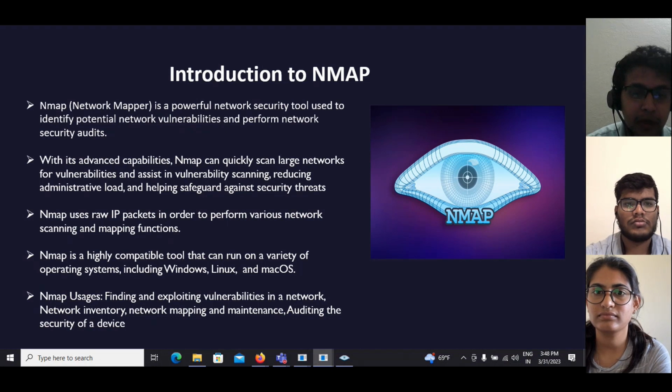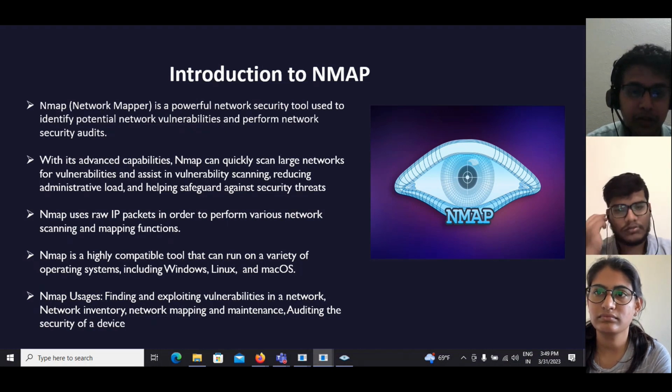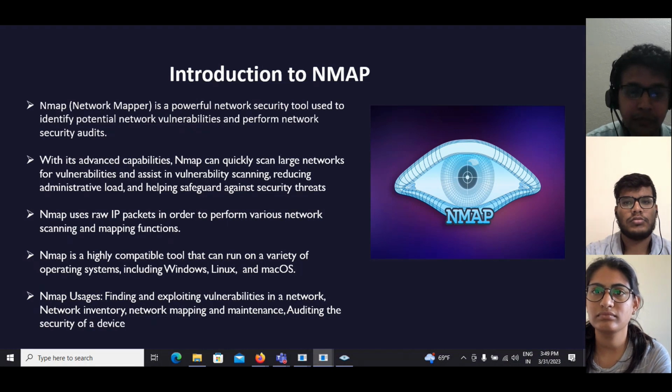NMAP uses raw IP packets in order to perform various network scanning and mapping functions. By sending and receiving these packets, NMAP can discover hosts on a network, determine the services they offer, identify operating systems and OS versions, and gather other network related information.